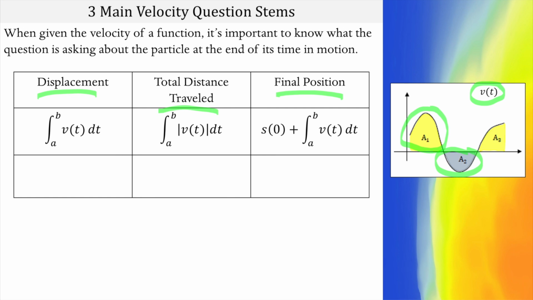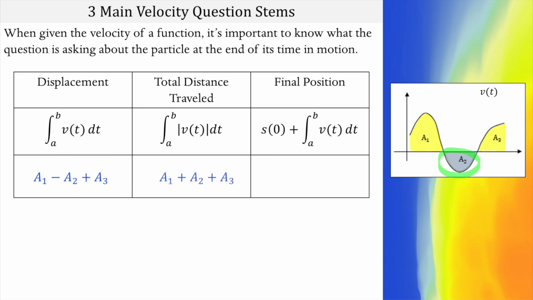So the displacement just kind of compares where it starts to where it ends. So for this particular particle, our displacement would be area 1 minus area 2, because that's negative, and then plus area 3 again. Now the total distance traveled, we don't care if we're going left or right, so anything under the x-axis actually counts as positive distance. So it would be area 1 plus area 2 plus area 3. Now final position is just wherever you started plus the displacement.